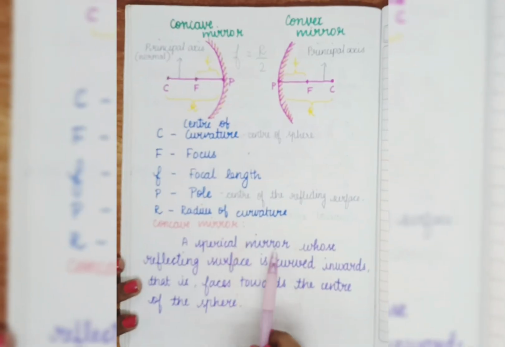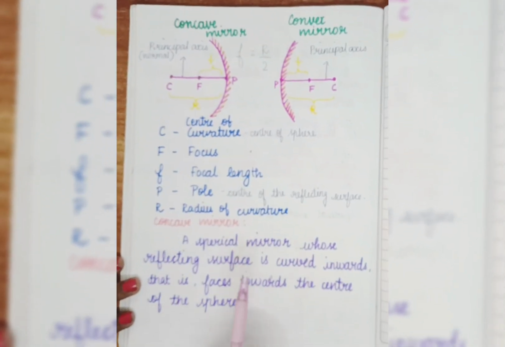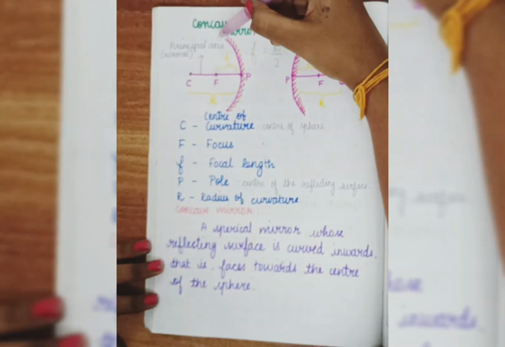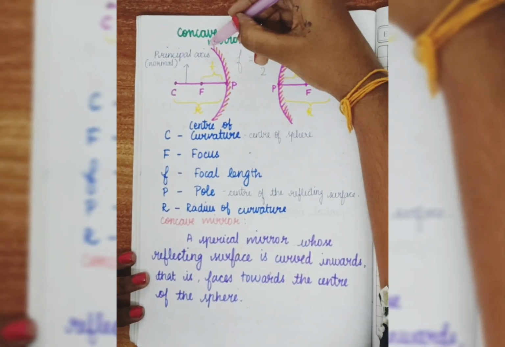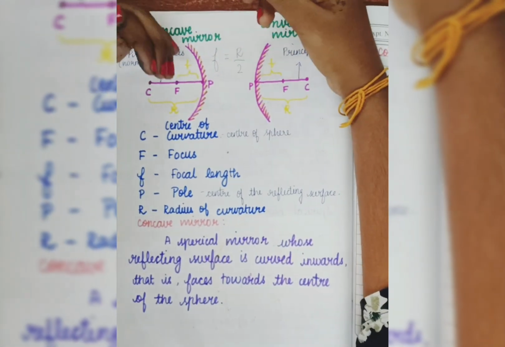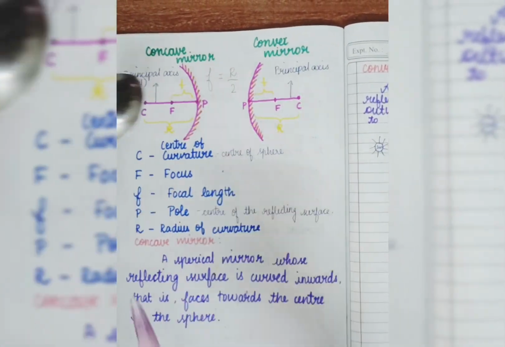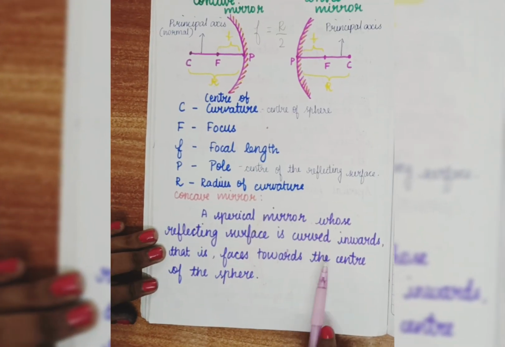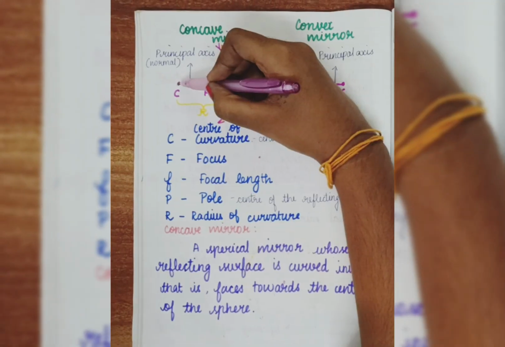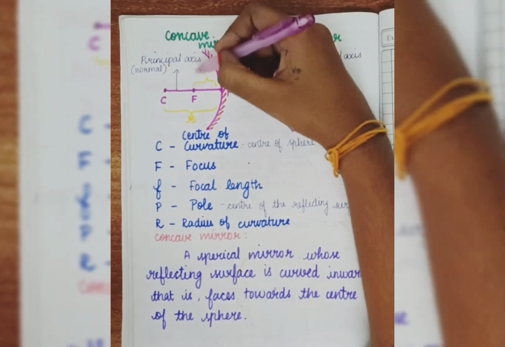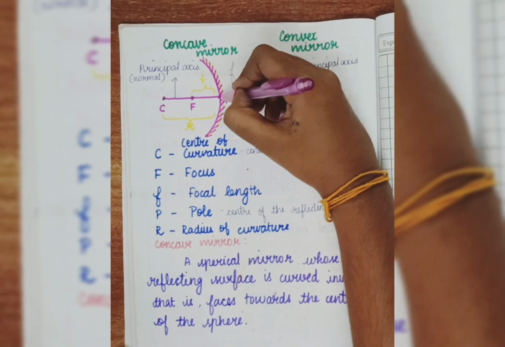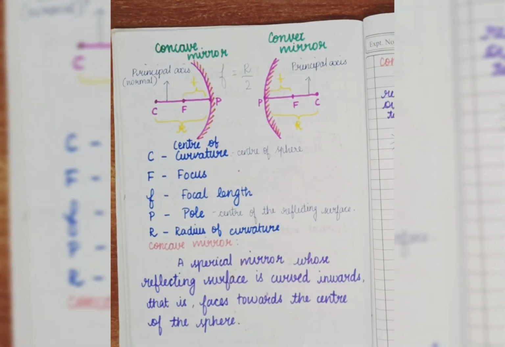Concave mirror: a spherical mirror whose reflecting surface is curved inwards. This is the reflecting surface of the concave mirror, right? So it is curved inwards, as you can see in the spoon. It is curved inwards, that is, it faces towards the center of the sphere. I already told you that curvature is the center of the sphere. So the reflecting surface of the concave mirror faces towards the center.